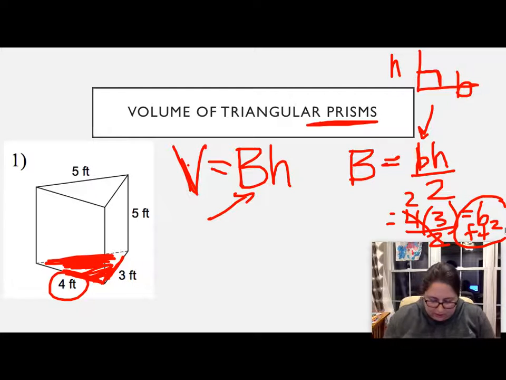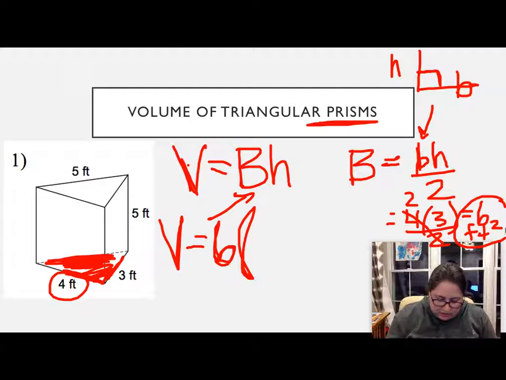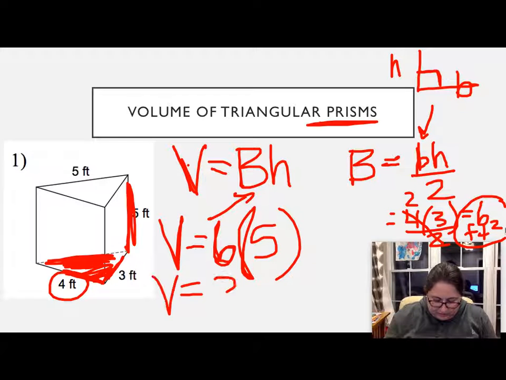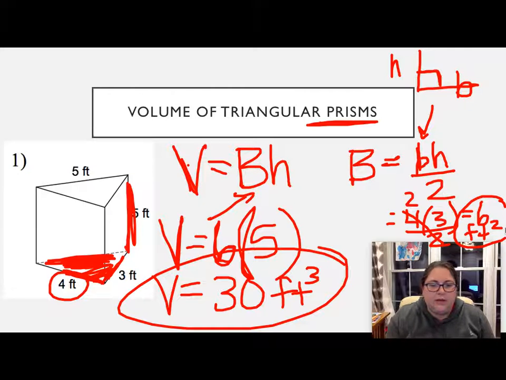But what we know now is that the volume is equal to 6, because that's the base area, times the height of the shape, which in this case is 5. That's what we have to stretch it along. So that means our volume is equal to 30 feet cubed. If some of you played around with some different IXL topics, you would have seen this last week.